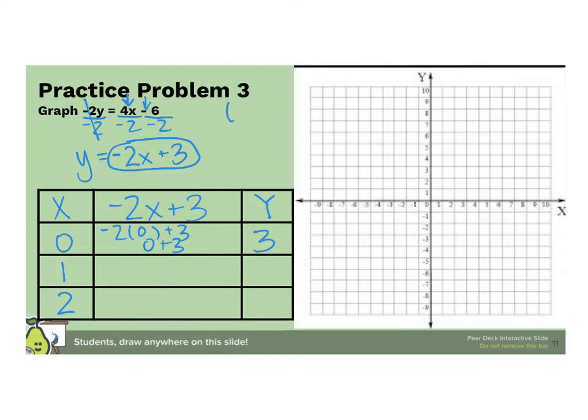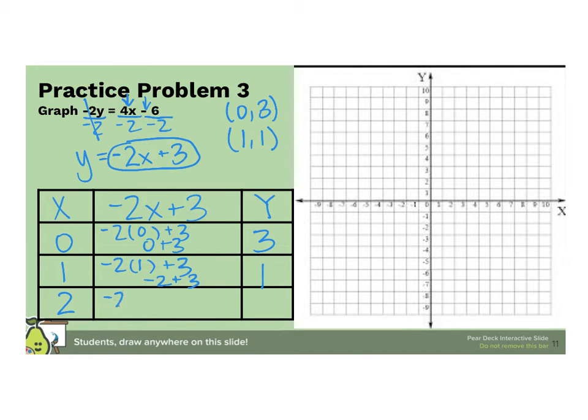What's our first ordered pair? When x is 0, y is 3. Next, negative 2, parentheses, plus 3. This time we're plugging in a 1. Negative 2 times 1 is a negative 2. And negative 2 plus 3 is 1. Second ordered pair, when x is 1, y is also 1.